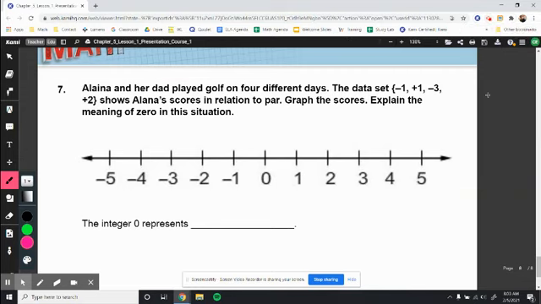The data set -1, plus 1, -3, and plus 2 shows Elena's scores in relation to par. Graph the scores and then explain the meaning of 0 in the situation. When we are down here, we are going to start with -1. I'm going to put a dot on -1. Plus 1. -3, which is going to be right here. And plus 2.